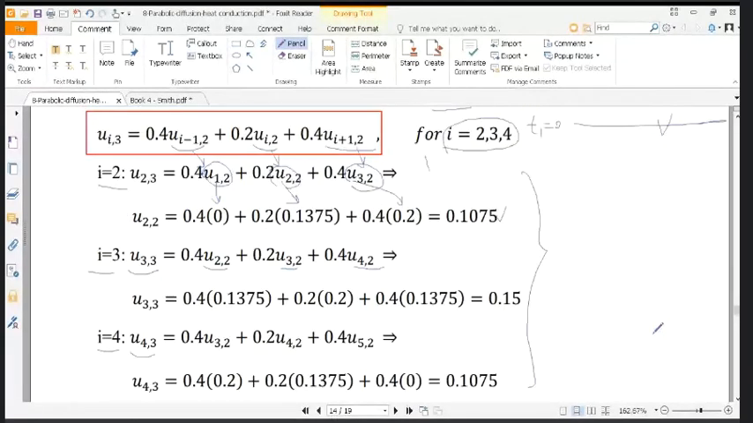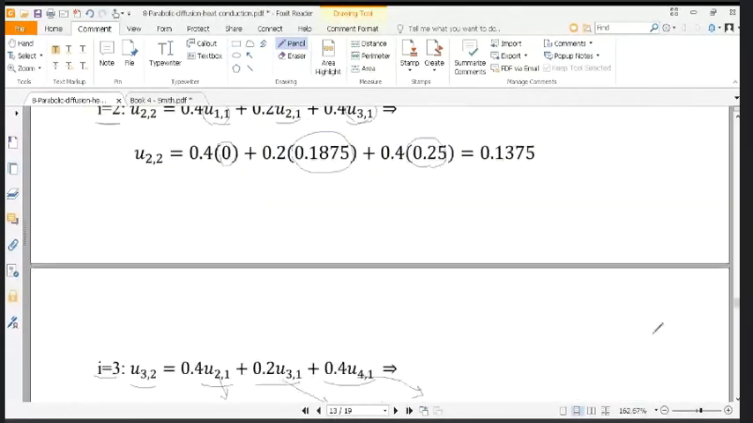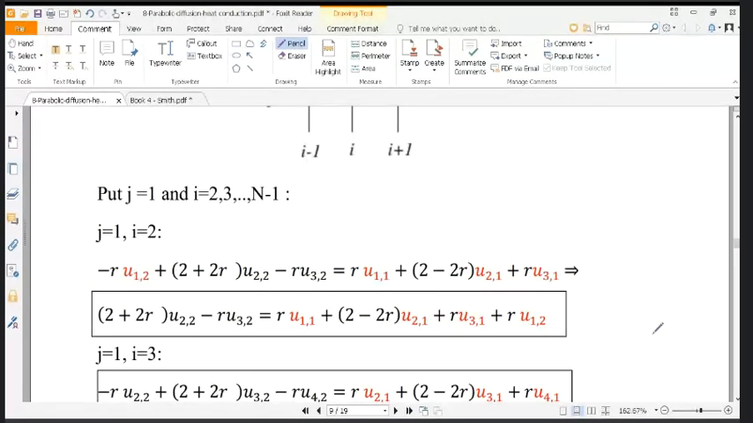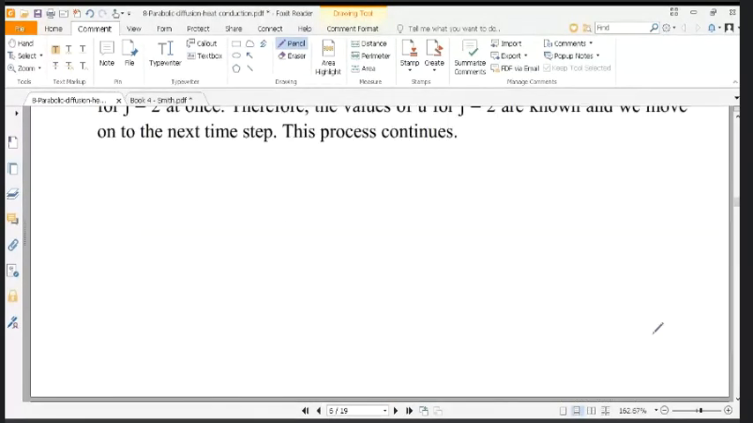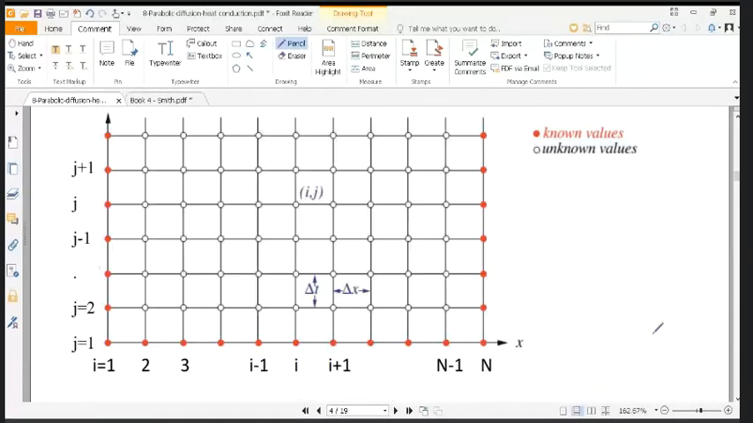Okay. We are going to the next method. The next method is the implicit method. Implicit method means روش ضمنی.